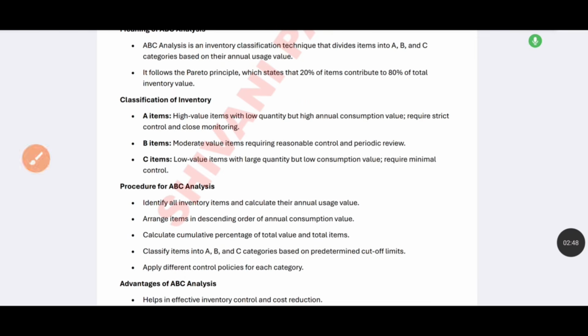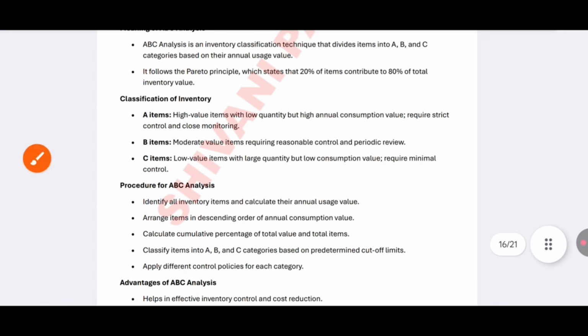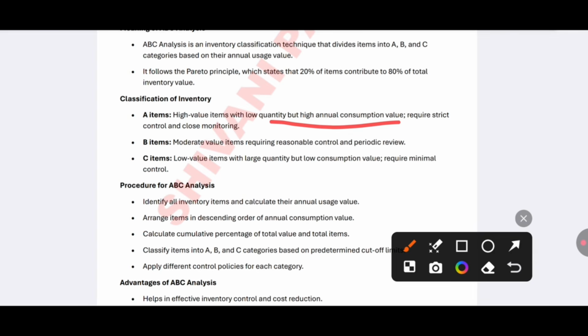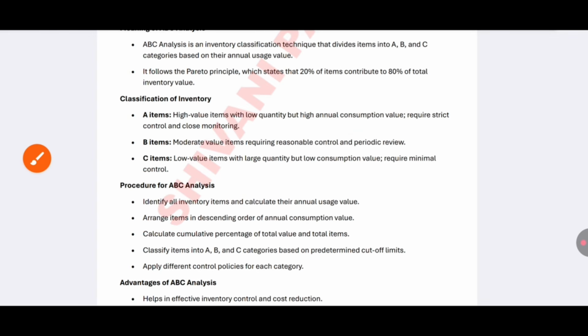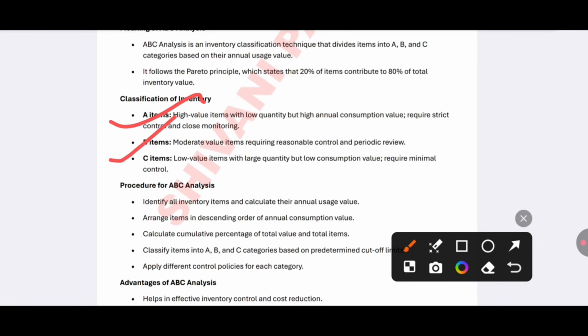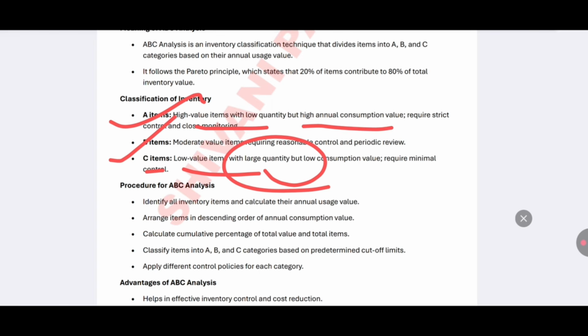It means high-value items with low quantity but high annual returns. For example, iPhones are high-value items, but they are manufactured in low quantity compared to Android phones, yet they give high annual consumption value. That is called A items. What are B items? Moderate value items, but responsible for controlling your review. Next, C items are low value items with large quantity. That is called ABC.